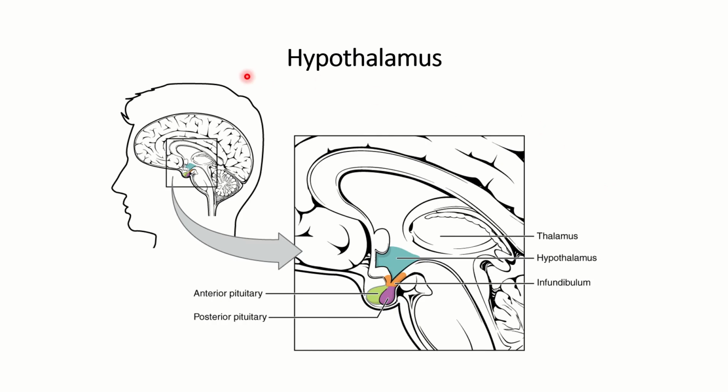So the hypothalamus is the highest center of the endocrine system, and it's part of the diencephalon in the brain. If you can see in this image, this is the thalamus and this is the hypothalamus. The hypothalamus is connected to the pituitary gland. And as you can see here, this is the anterior lobe and this is the posterior lobe. The hypothalamus is connected to the pituitary gland through the infundibulum.